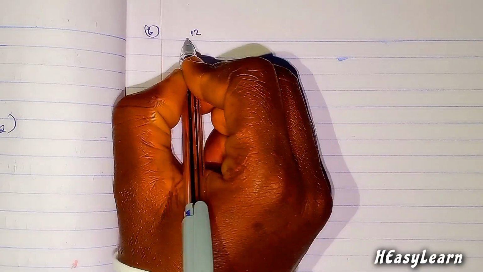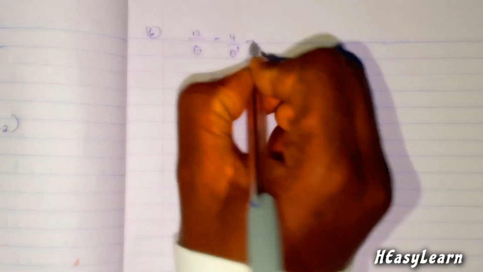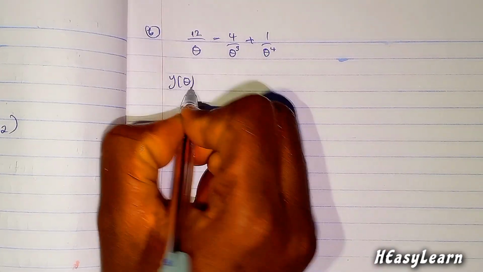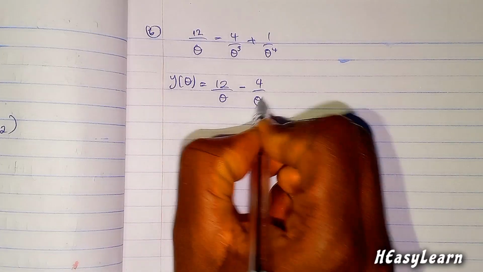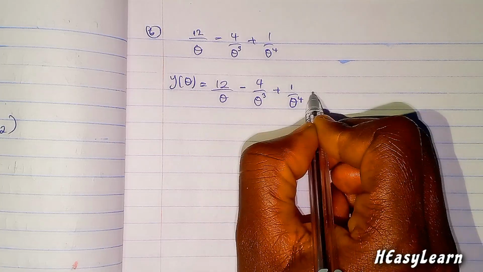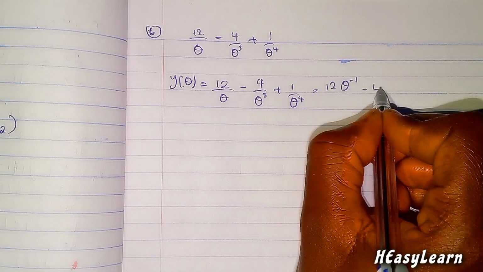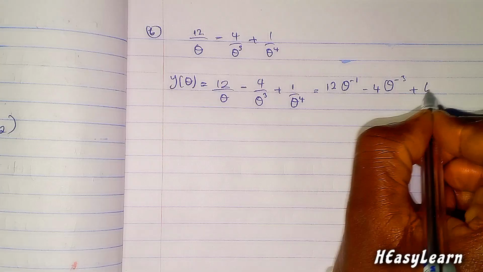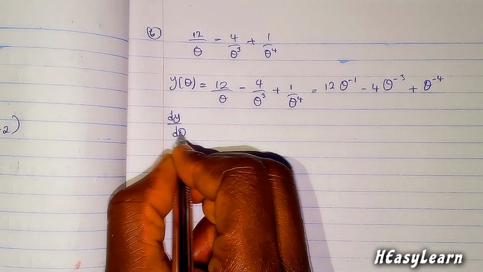Given the function 12 over theta minus 4 over theta cubed plus 1 over theta to the power of 4, let y depend on theta equal 12 over theta minus 4 over theta to the power of 3 plus 1 over theta to the power of 4. This is the same thing as 12 theta to the power of minus 1 minus 4 theta to the power of minus 3 plus theta to the power of minus 4. What is the derivative of this function?